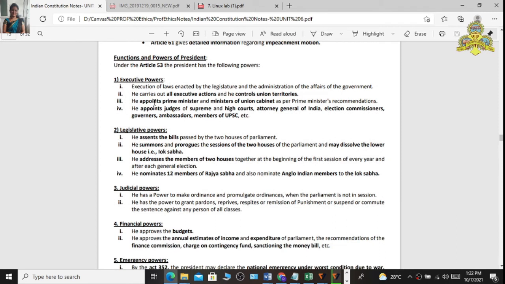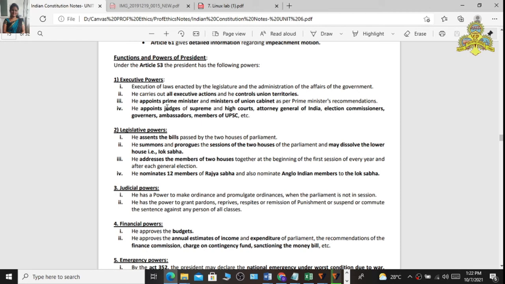Then we'll see some functions and powers of the president. Article 53 explains about functions and powers given to the President of India. First one is the executive power. The President of India carries out all the executive actions and controls, and he also has a power to control all the union territories. Pondicherry, Diu and Daman, these are the union territories. The President of India has a power to control all those union territories.